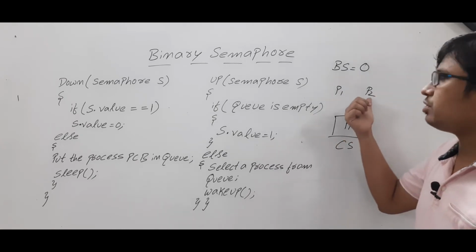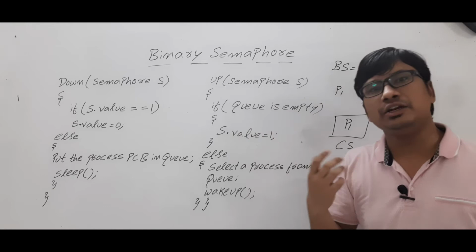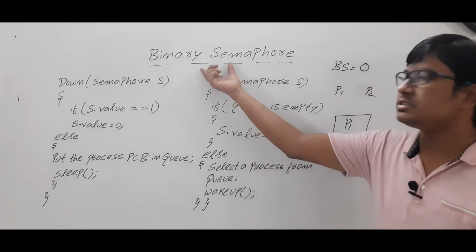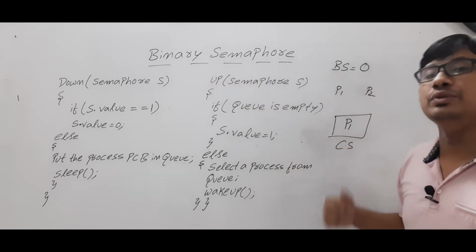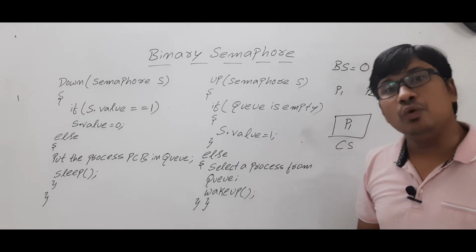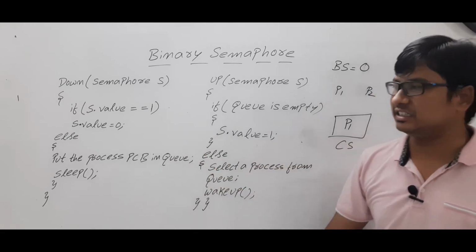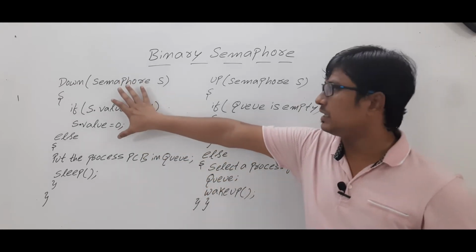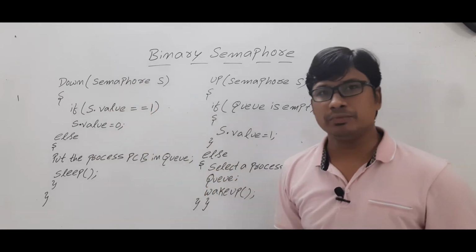Meaning is that if process P2 wants to enter into the critical section, then the binary semaphore should not allow it. Let's check whether it is doing that or not. Now process P2 also wants to enter into the critical section. It will perform the down operation.